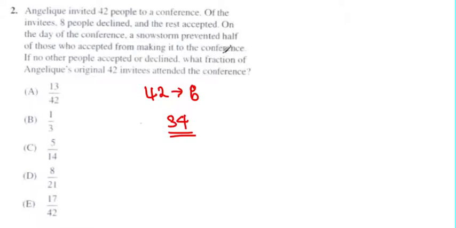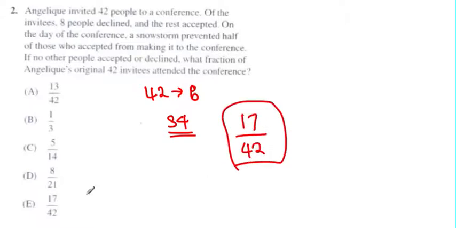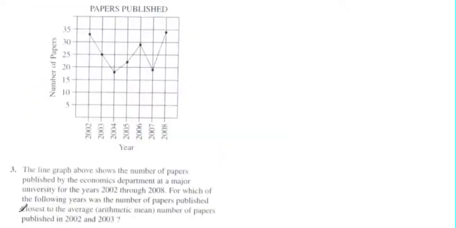didn't make it to a conference, so no longer, if no longer people accepted or declined, what fraction of the Angelians' original 42 people accepted attended the conference? Half of them didn't come, so therefore we have 17 people actually came out of 42. So therefore, choice E would have been our answer.